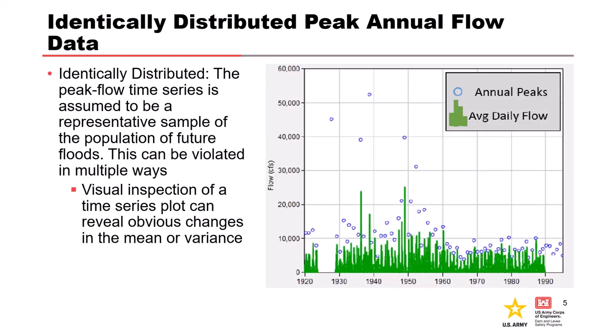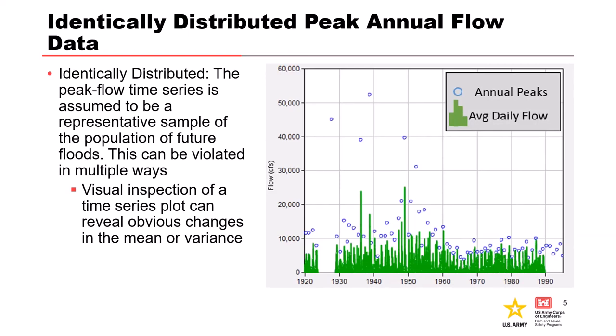Visual inspection of the time series plot can reveal obvious changes in the mean or variance. For example, construction of an upstream dam and reservoir, land use, water management, climate change, or mixed population. This image is a really good example of that.